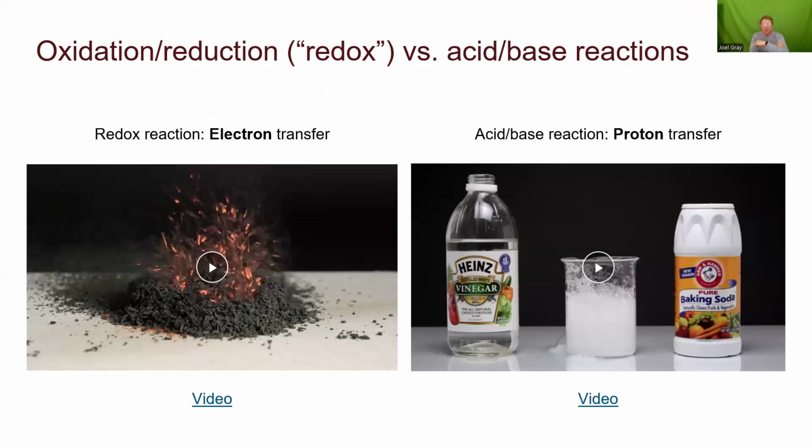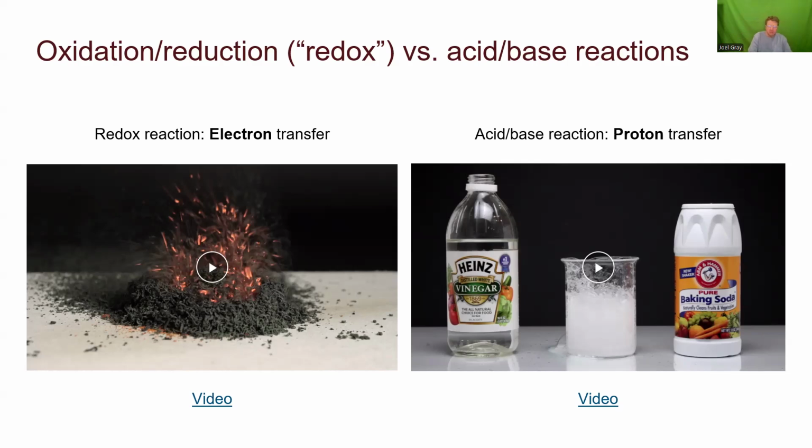So, oxidation reduction, people combine them and make this term redox. There's a difference between a redox reaction, which is a reduction or oxidation reaction, and an acid-base neutralization reaction.